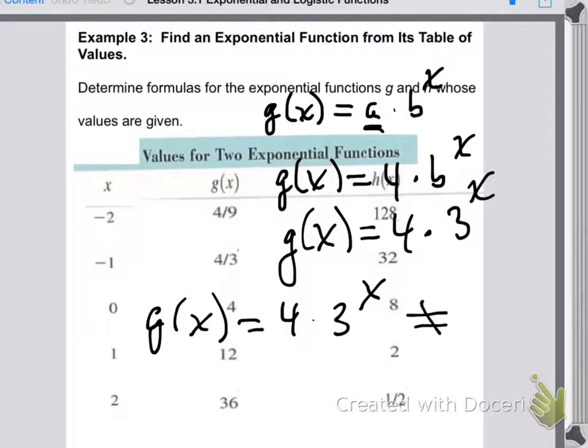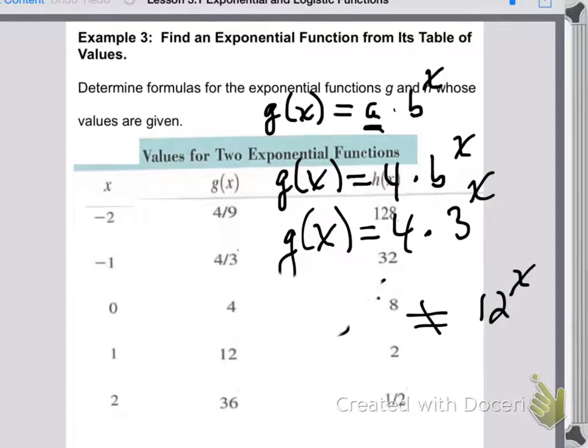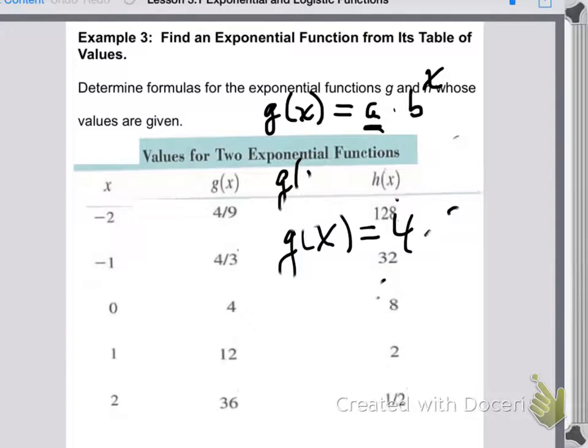So please note that g of x here equaling 4 times 3 to the x does not equal 12 to the x, because we're raising just 3 to the power of x. We're not doing anything with this 4 here. Alright, okay, so I'm going to erase this, and now we want to find what h of x is.